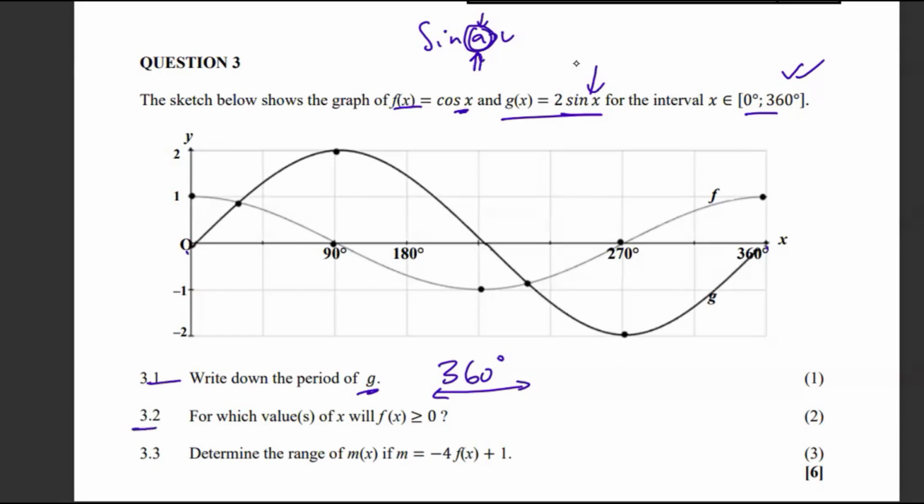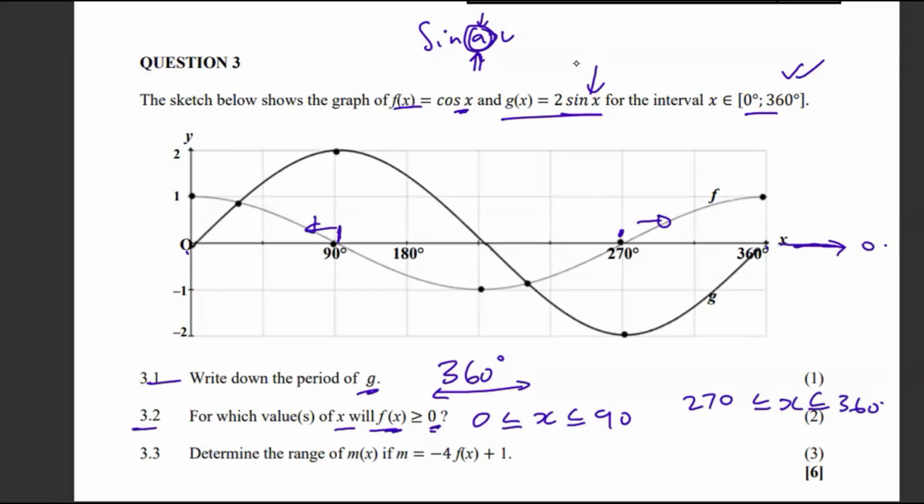Then 3.2, which values of x will f of x be greater or equal to 0? Which one is f? Our f is the cos. When is the f equal or above 0? When we talk about being above 0, it's above the x-axis, because on the x-axis, that's when the y is 0. So from here to the left, and then from here to the right. So we're going to say that 0 is less or equal to x, less or equal to 90. And then 270 is less or equal to x, less or equal to 360. So these are the 2 solutions that we need for this.